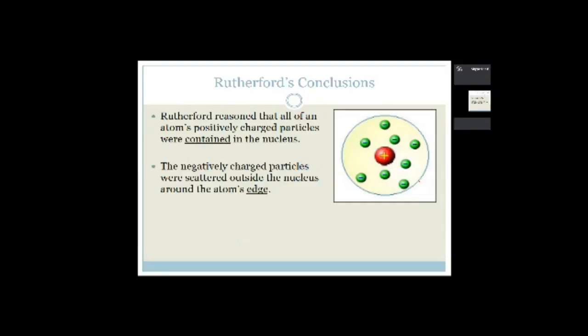Rutherford reasoned that all of the atom's positively charged particles were contained in the nucleus, which he was right about. He also said the negatively charged particles were scattered outside the nucleus around the atom's edge. So those were his basic conclusions, as well as the fact that the nucleus was very small compared to the size of the atom, and that most of the atom was free space.